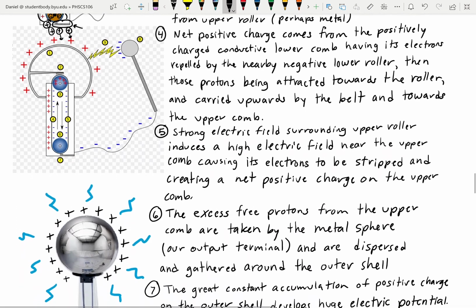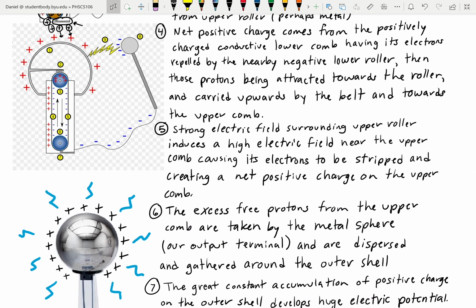Let's move down here. So this strong electric field surrounding the upper roller induces a high electric field near the upper comb, causing its electrons to be stripped and creating a net positive charge on the upper comb, as I said earlier and showed. And then what happens is these excess free protons from the upper comb are taken by the metal sphere and are dispersed and gathered around the outer shell. So not only do they stay on the outside, they're actually dispersed and they go along the outside of the metal sphere after they are repelled off the comb due to the accumulation of positive charge from the upper roller having its effect on this metal comb.